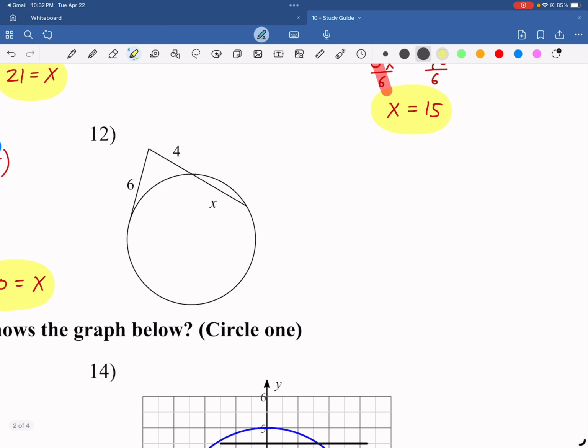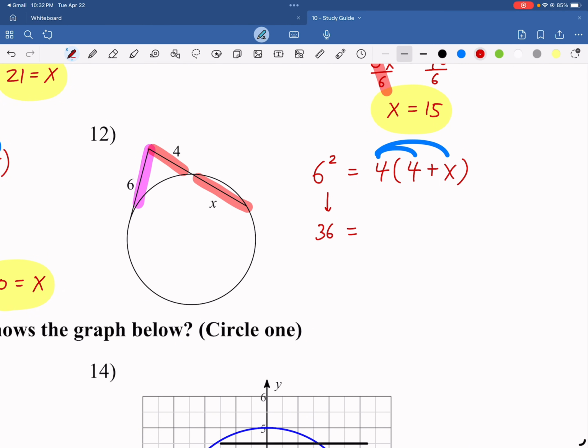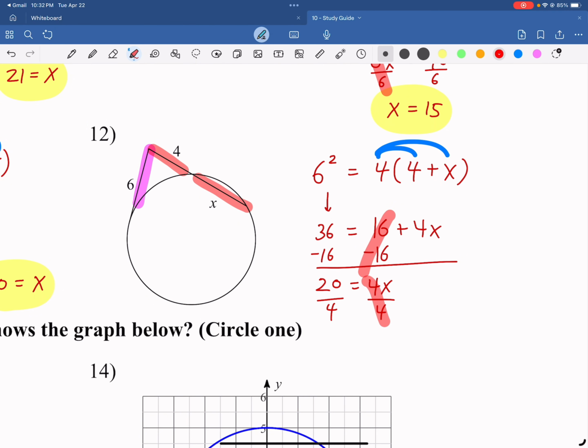Number 12, again, I included 2 of each problem just because I think it's helpful to have different varieties. If I color code it again, the purple represents a tangent line. That just multiplies by itself. On the other side, that's going to be 4 times 4 plus x. 6 squared is 6 times 6, that's 36. Boom, boom. That's going to give us 16 plus 4x. Subtract 16, subtract 16. That's going to cancel. You're going to get 20 equals 4x. Divide, divide, canceled. This is going to give you 5 equals x.